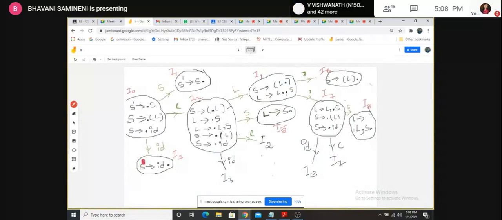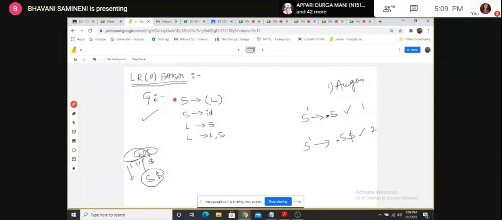So for I3, what is the action I have to take? The I3 state has a final item here. So corresponding to this final item, I have to place the reduce action. But if I just say reduce, we'll be confused about which production to reduce. So that's why you give numbering to the productions, and corresponding to that production you can place the number here. 1, 2, 3, 4.